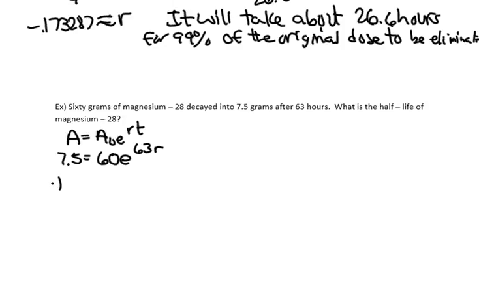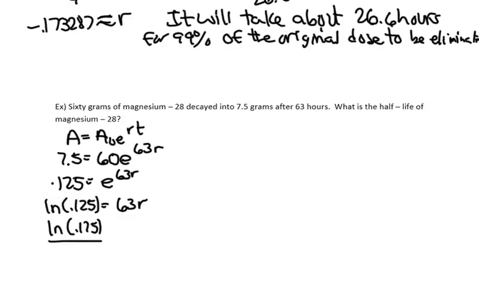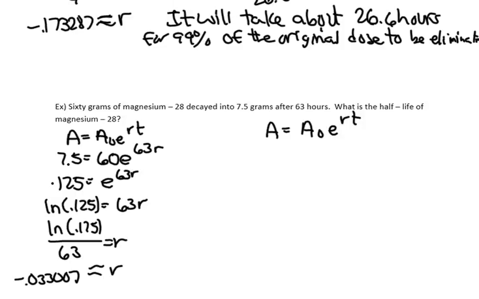Divide both sides by 60. I'm going to take the natural log of both sides and divide by 63. We'll go to about six decimal places. So that's this. All right. Now that I know that information, I'm going to rewrite this again. I want to know what the half-life for this is going to be. I do know the original is going to be 60. And I know 30 is the half-life.